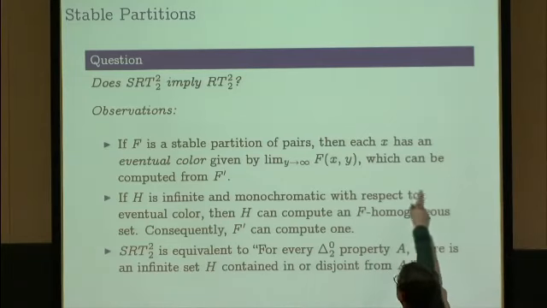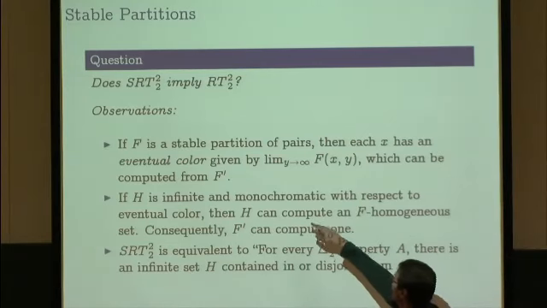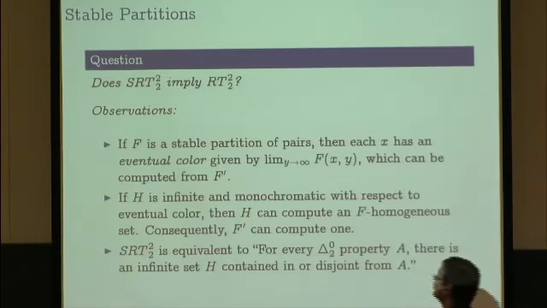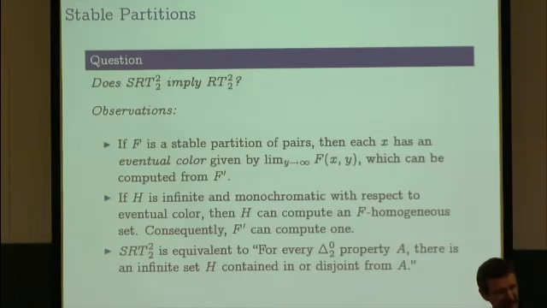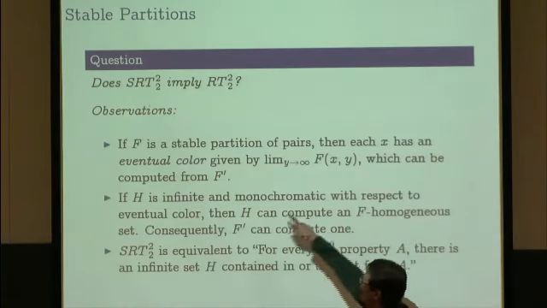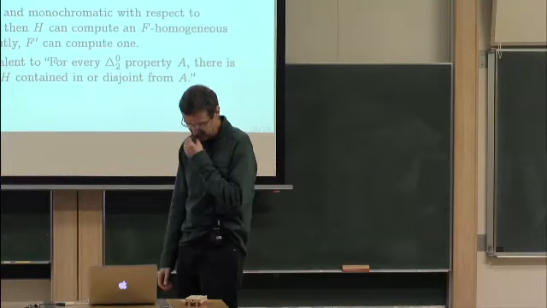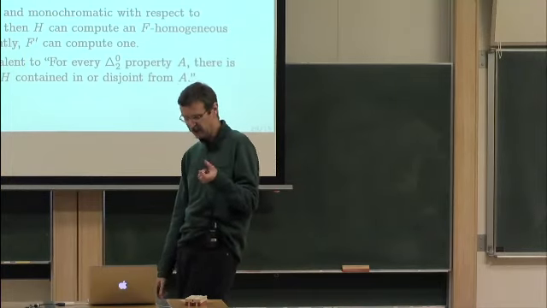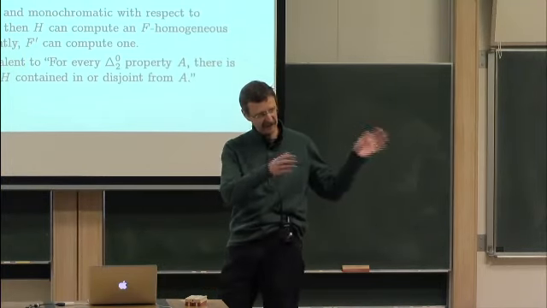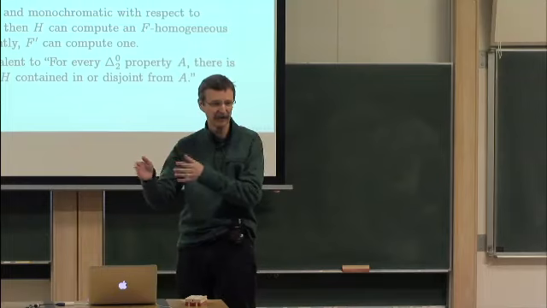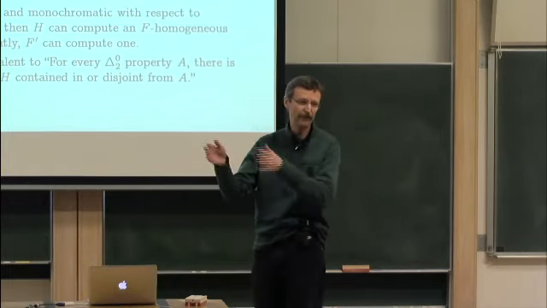If F is stable, then every X has an eventual color given by the limit as y goes to infinity of f(x,y). And things that can be approximated in the limit are recursive in the Turing jump. So if F is stable, the eventual color of X can be computed from the jump of the partition. Now, if you have a set that's infinite and monochromatic with respect to eventual color, so it's an infinite set of all things that have the same eventual color, you can, from that set, compute a homogeneous set.